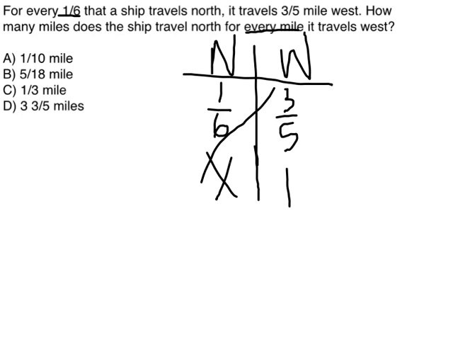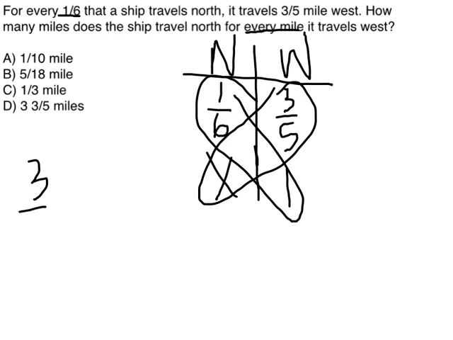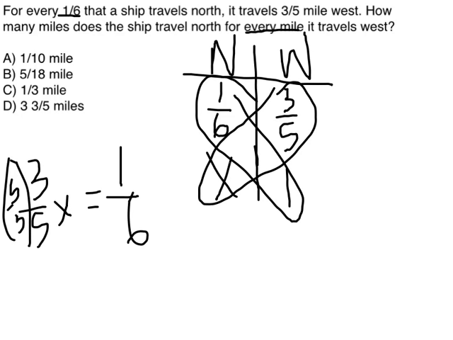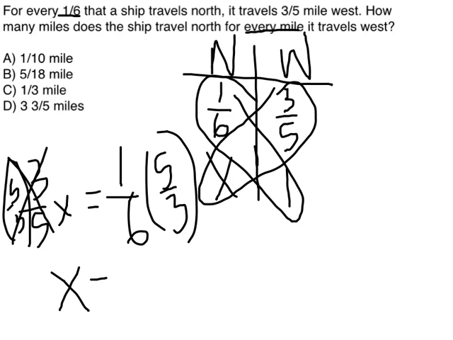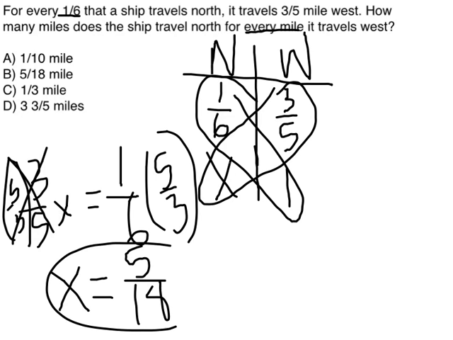Now, again, I'm just going to cross multiply. 3/5 X equals 1/6. And again, to get rid of this fraction, I'm going to multiply by the reciprocal, which is 5/3. So multiply by 5/3 on both sides. This cancels out. I'm left with X equals, now multiply straight across for your fractions. 1 times 5 is 5, and 6 times 3 is 18. And that is answer choice B.